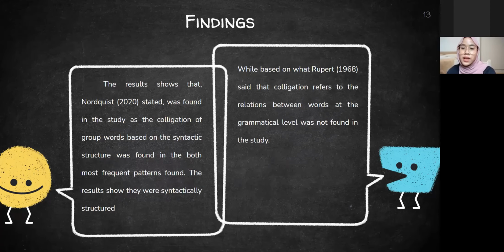The result shows that what Nodoushan 2020 stated was found in the study, as the colligation of grouped words based on the syntactic structure was found in both of the most frequent patterns. The result shows they were syntactically structured, while what Rupert 1968 said, that colligation refers to the relations between words at the grammatical level, was not found in the study.